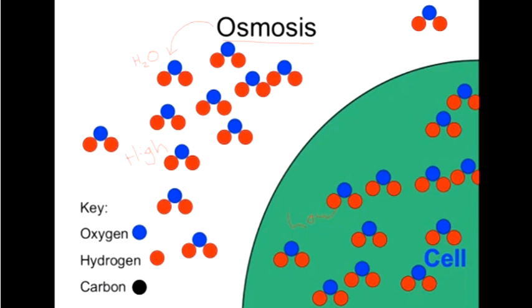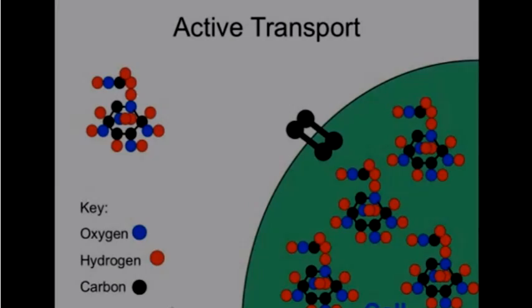Because water plays such a vital role in cells and in cellular processes, it gets a separate name than regular diffusion. So diffusion affects all sorts of other molecules. If the molecule's water and it's moving from a high concentration to low concentration, it's called osmosis.